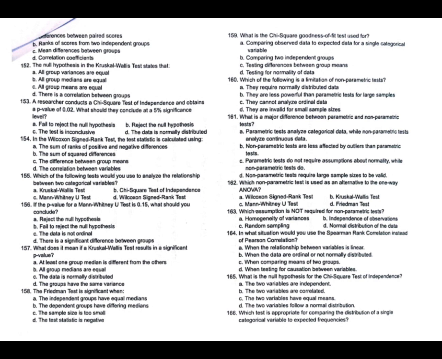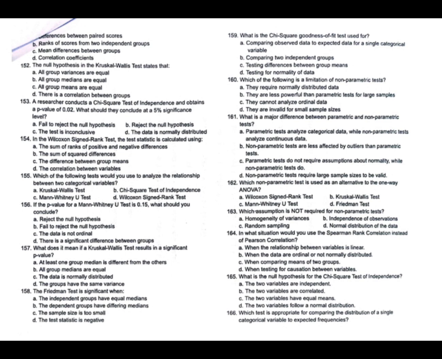153. A researcher conducts a chi-squared test of independence and obtains a p-value of 0.4. What should they conclude at the 5% significance level? They must conclude that they must reject the null hypothesis. Letter B. In the Wilcoxon signed-rank test, the test statistic is calculated using blank.